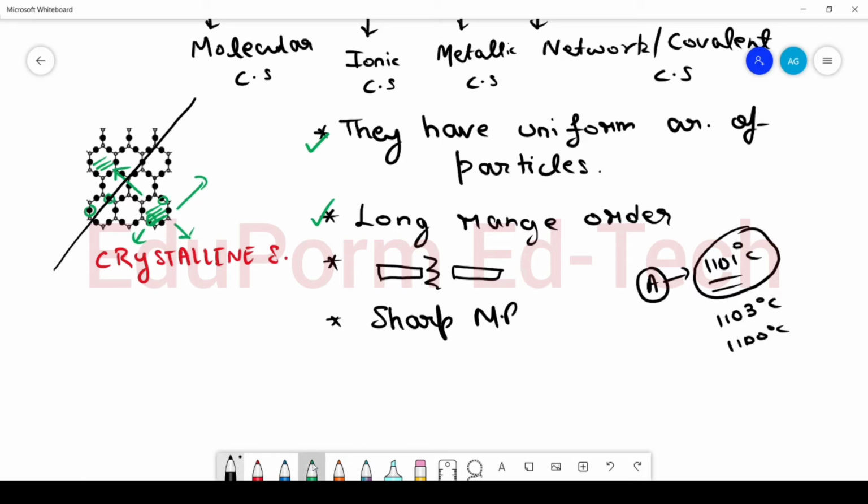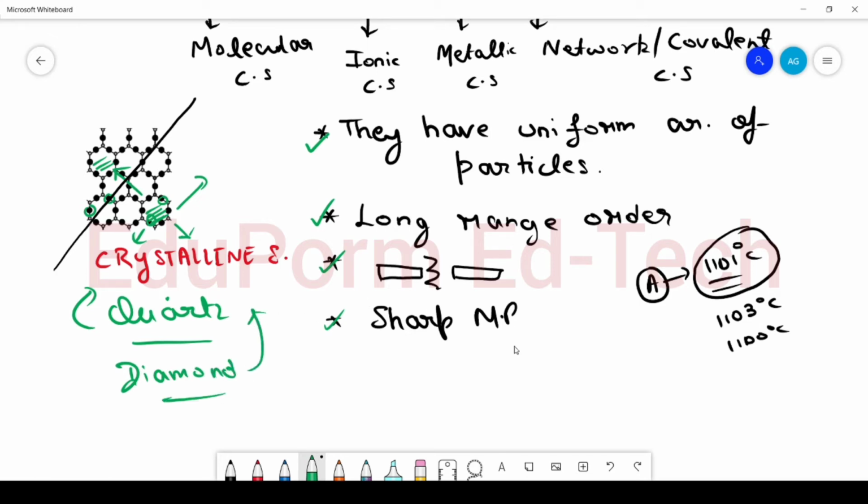All these properties are the basic properties, with the example of quartz. Quartz is an example of crystalline solid. Other than quartz, the example is diamond. Diamond is also a crystalline solid. So they have uniform arrangement of particles, they have long range order. Whenever we cut them, we get two different parts having smooth surfaces. They have sharp melting point.